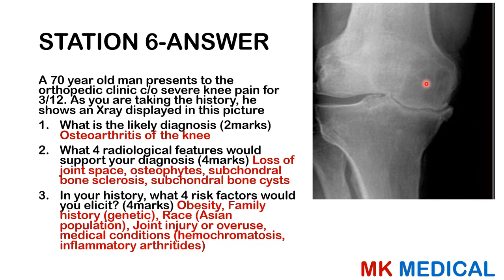Then of course, risk factors that I would like to elicit, for example, obesity, a family history because it's genetically linked. The race of the patient is also relevant; it is very common in Asians. Any history of joint injury or overuse. I would also like to ask for the occupation of this person. And of course, medical conditions like hemochromatosis as well as inflammatory arthritis.